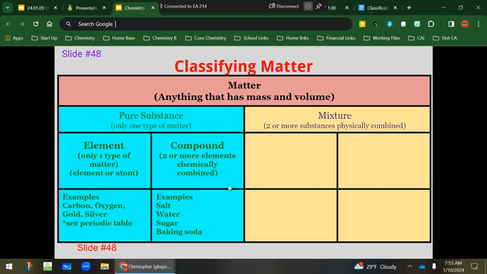Now, in terms of mixtures, there are 2 kinds of mixtures, ladies and gentlemen. Type number 1 is a homogeneous mixture, also known as a solution. What does the prefix homo mean? Same. So it is a mixture in which 2 or more substances combine with a definite ratio. It is a mixture in which two or more substances combine with a definite ratio.